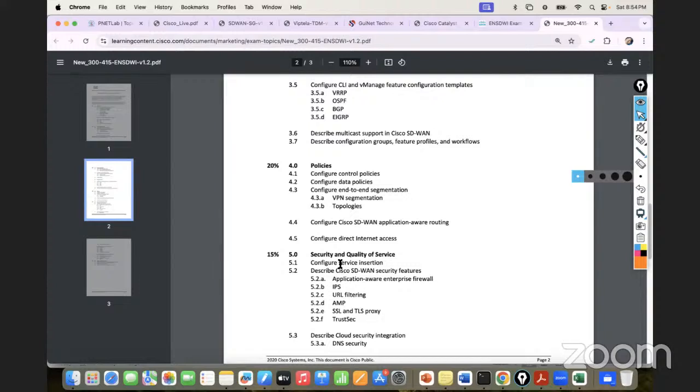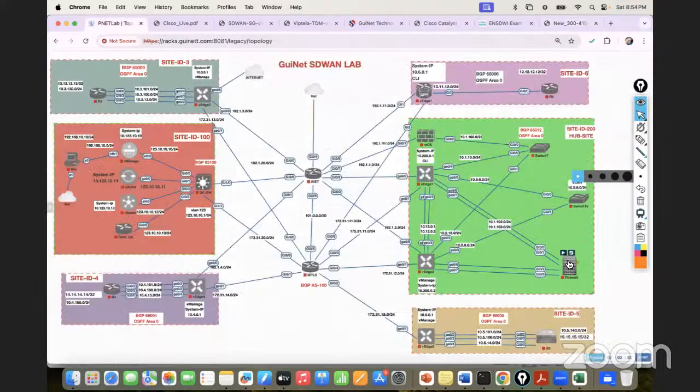Then we'll understand the SD-WAN security. We have to configure the service insertion. Service insertion might be new for you. You have to understand how a third-party firewall is going to be integrated into my SD-WAN fabric. It could be Palo Alto, it could be Cisco ASA, it could be Checkpoint, and how their services are going to be integrated.